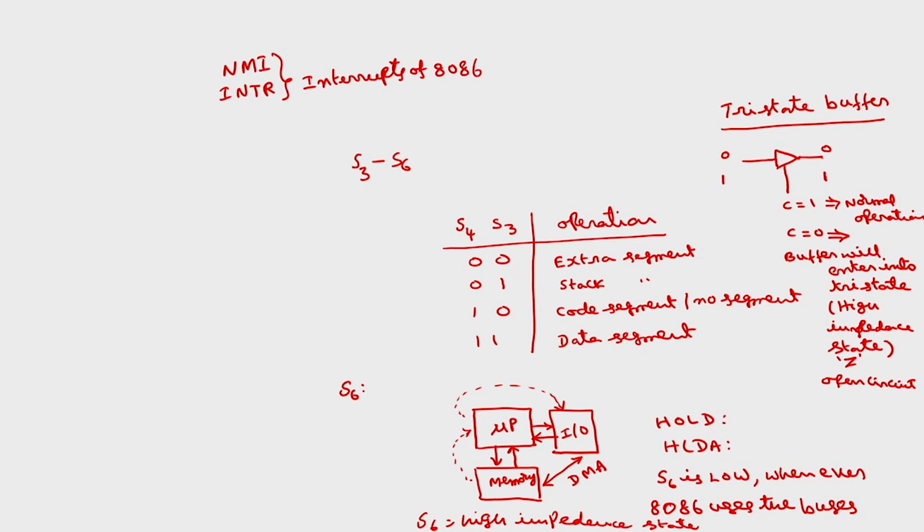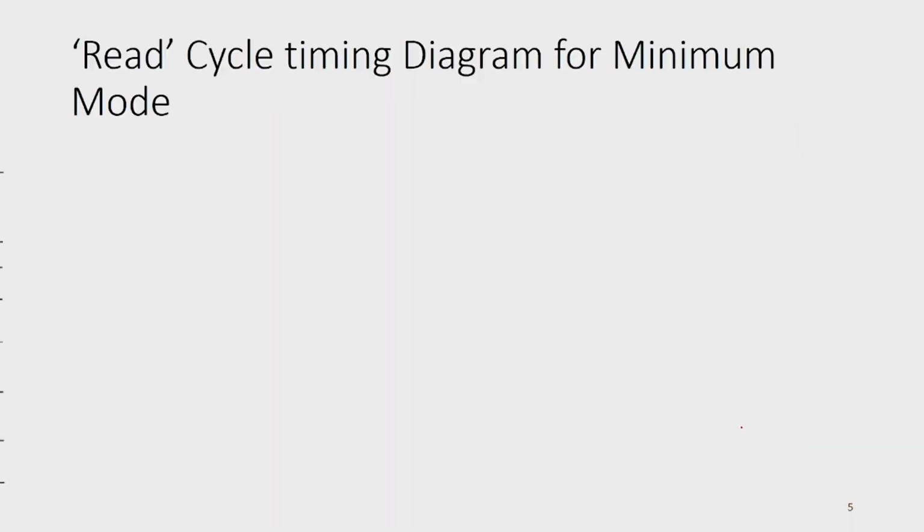And then there is one more status signal which is called S7 or BHE, bus high enable. I will come to that later. So, now coming to the other signals such as DEN bar and DT by R bar.